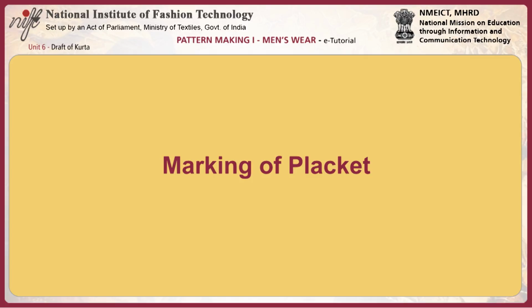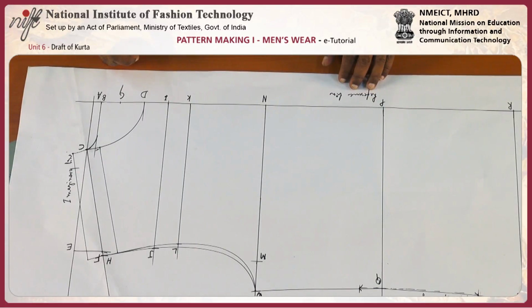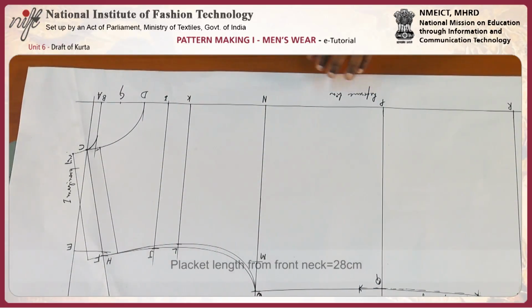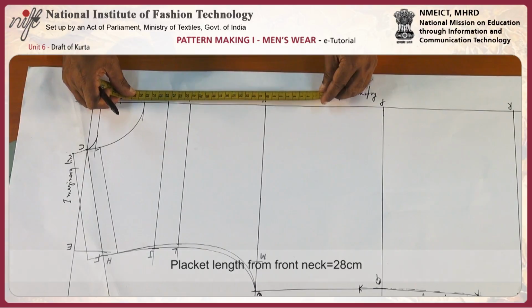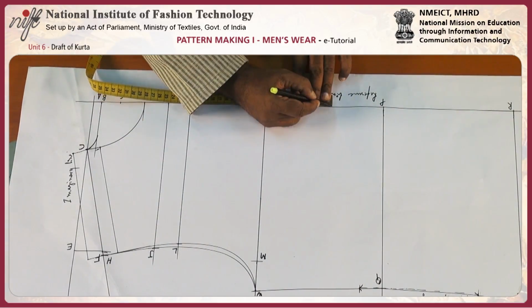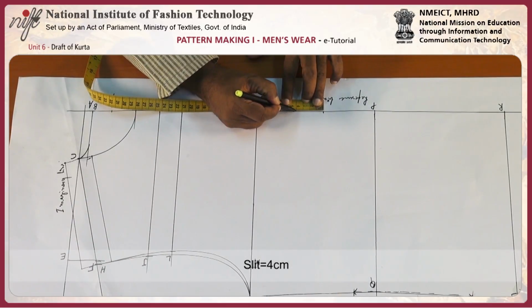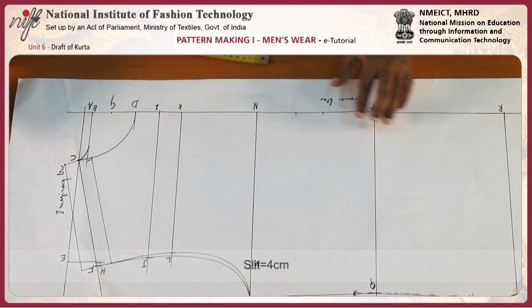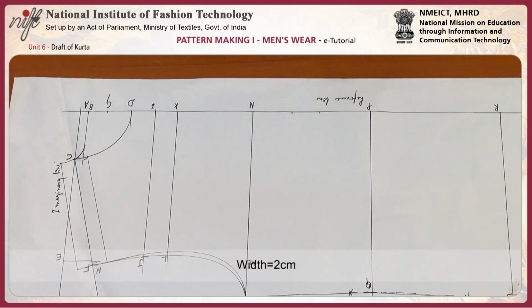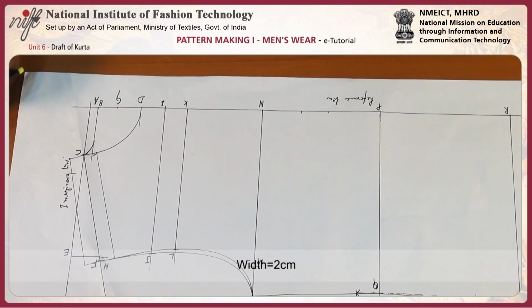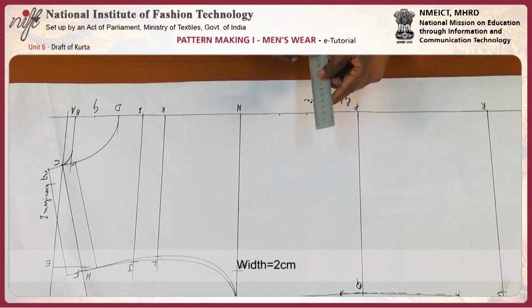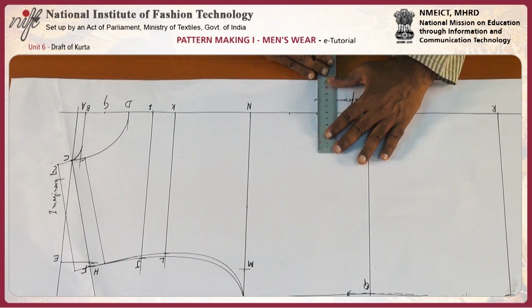Now let us move to mark of placket. The placket length will be 28 centimeter from front neck and the width is 4 centimeter. Mark 28 from front neck, then 4 centimeter for the slit, then 2 centimeter for width which is half of the placket. The total will be 4 centimeter as I told.